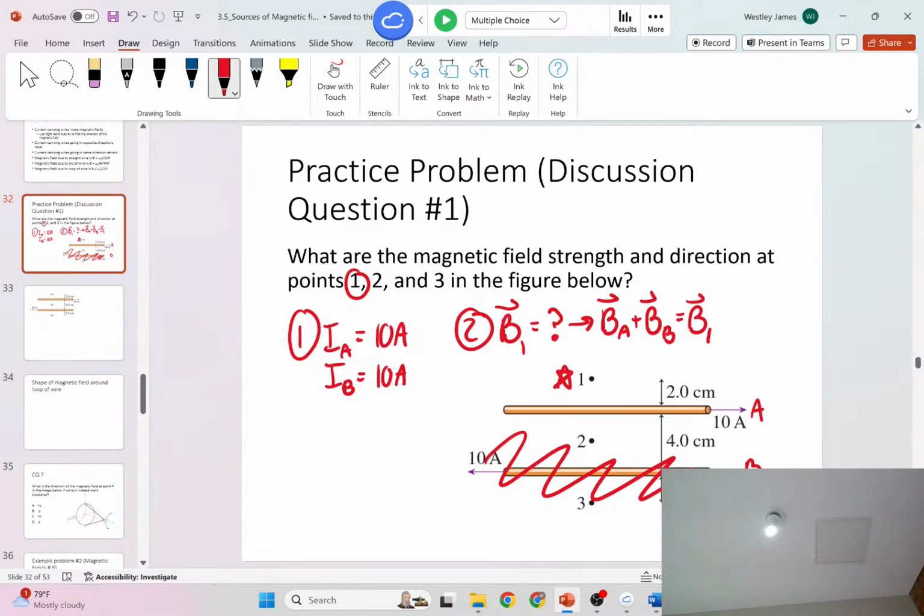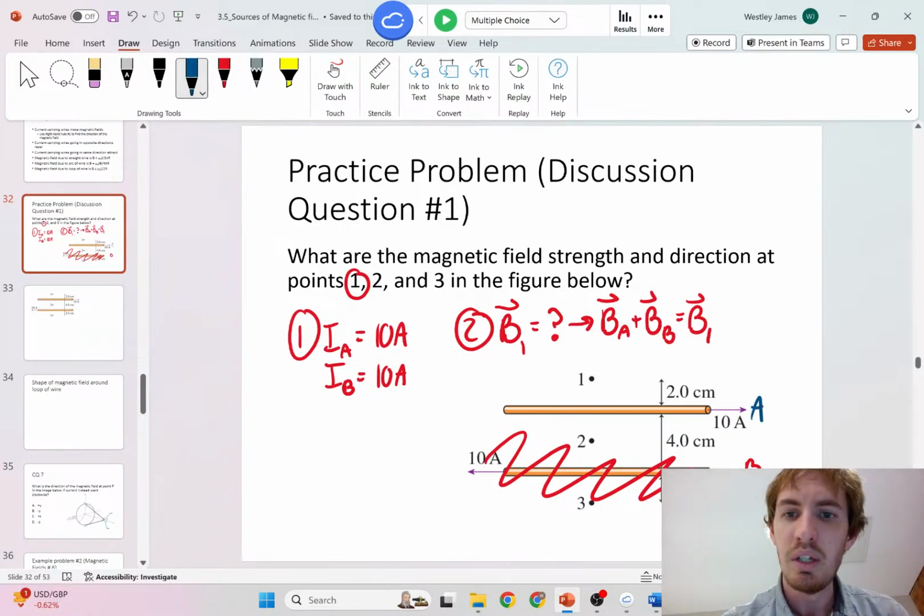So we point our thumb in the direction of the current. My finger's at the spot. It points out of the page. So wire A makes a magnetic field out of the page. And let's just color code these. We'll change A to being blue. So that is out of the page. That is a magnetic field due to A.